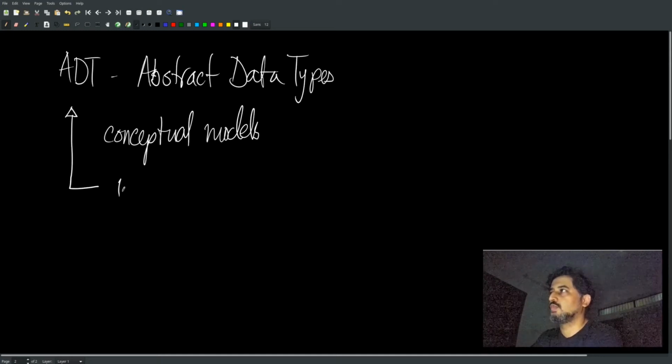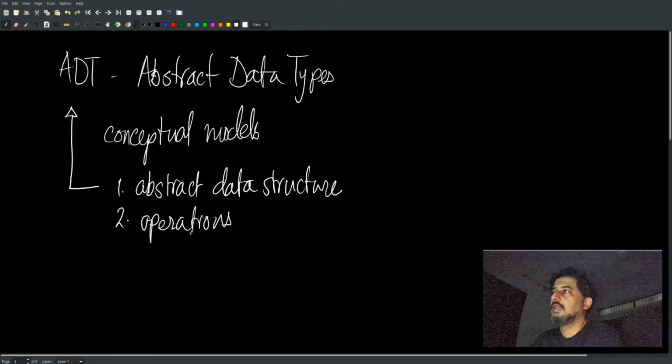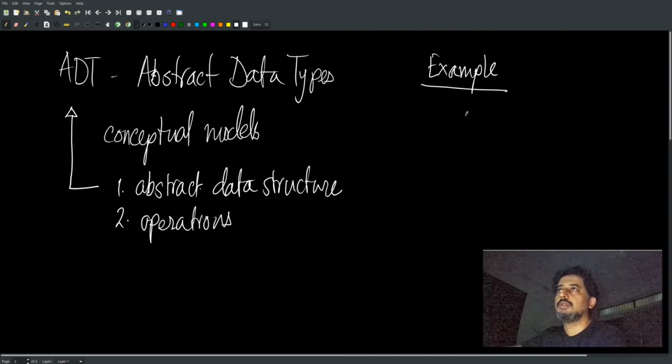There are two things. One is the abstract data structure, and then we've got the operations that you can perform on those data structures. And this is where it gets interesting, because everything still stays abstract. I want to start off with an example, because I think it makes more sense that way. So, for example, let us take this thing called a rational number.